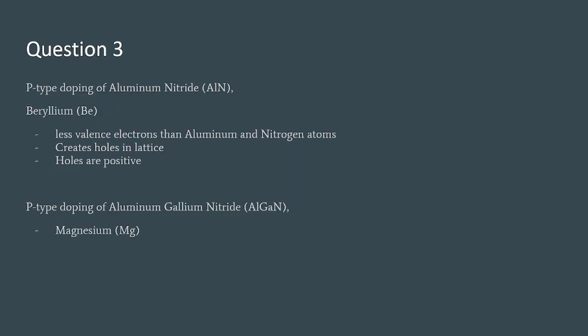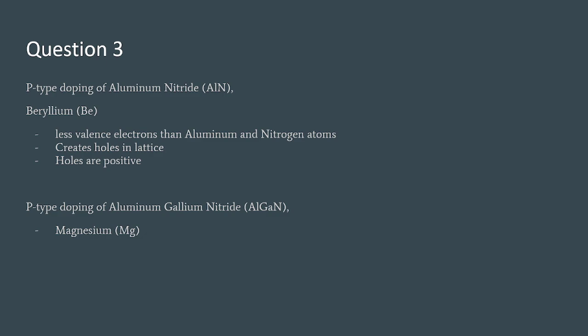Alright, question 3 asked us what element was best for p-type doping of aluminum nitride and aluminum gallium nitride. So firstly, what is p-type doping? P-type doping is when there's an excess of holes in the semiconductor. Holes are important because they help transmit the electrons faster throughout the semiconductor, so it's better for more electron conduction.